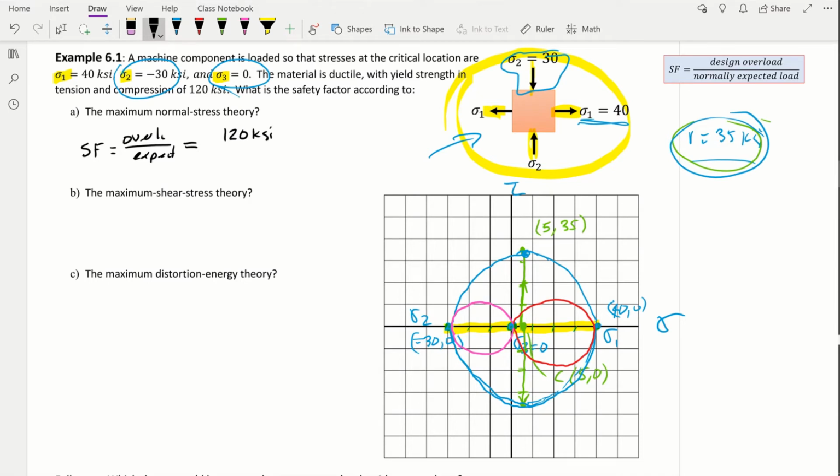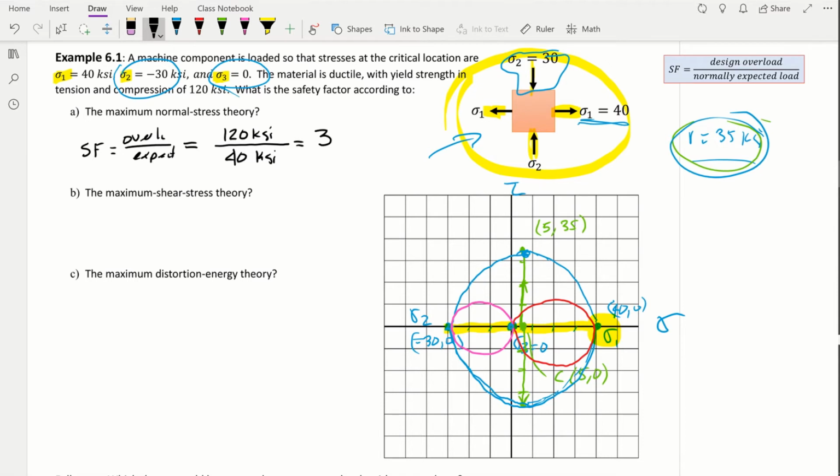So this is the design overload. It cannot pass that point. And then what the maximum normal stress theory says is we're going to take the biggest principal stress, which is the highest normal stress, right? And if that stress is higher than the yield strength, then there's failure. So what that means for us is we're going to look at the circle, look at the values for sigma and pick the biggest one. Well, the biggest one is sigma 1, which is a value of 40 KSI. And that's it. If we take 120 and divide by 40, we're going to get 3. So the safety factor, according to the maximum normal stress theory, is just 3.